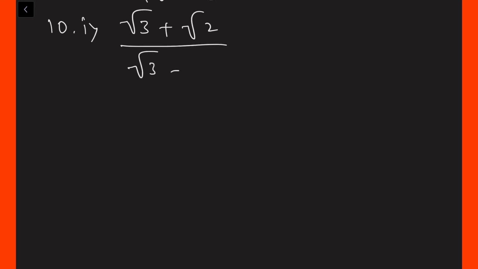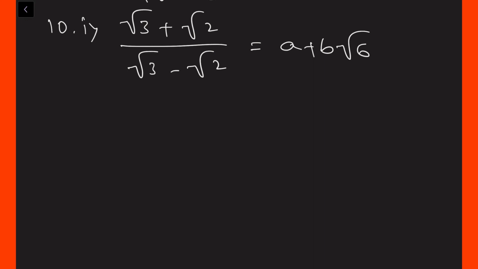Let us move to the next bit, the 10th bit, one of the very important ones, and this type of question will come mostly in the 4 marks. In this, the first one is given as root 3 plus root 2 divided by root 3 minus root 2. If root 3 plus root 2 divided by root 3 minus root 2 is equal to a plus b root 6, then find the value of a as well as b.